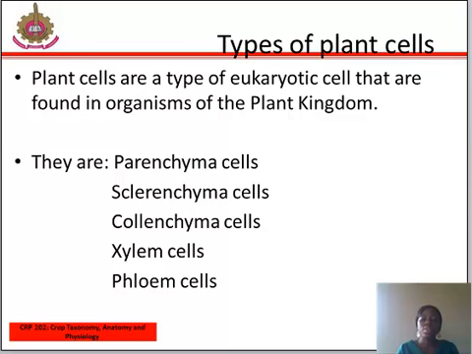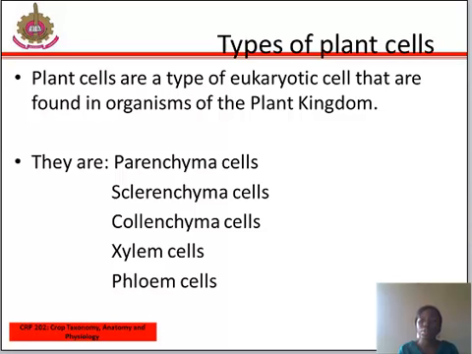Then we move on to various types of plant cells. Plant cells are a type of eukaryotic cell that are found in organisms of the plant kingdom. As an organism grows, its cells become specialized to perform various specific functions. There are various types of plant cells, and they are: parenchyma cells, sclerenchyma cells, collenchyma cells, xylem cells, and lastly the phloem cells.